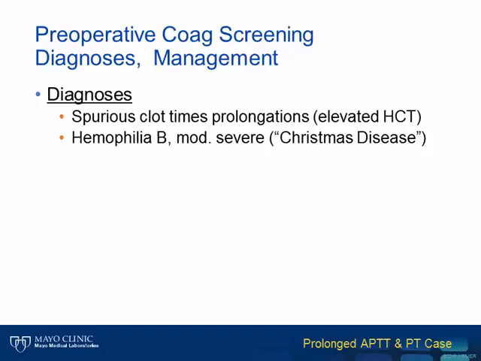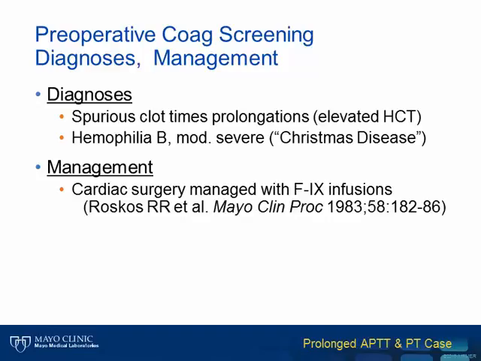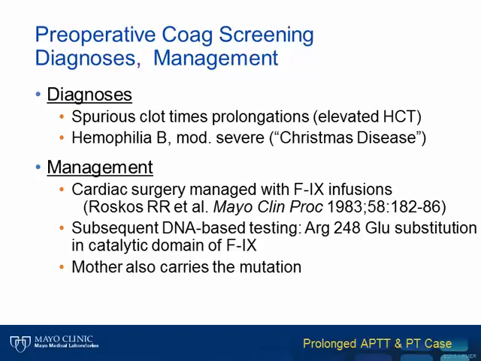Diagnoses in this case are two with respect to hemostasis. One, spurious clotting times prolongations reflecting elevated hematocrit. Two, hemophilia B, moderately severe, also known as Christmas disease. This individual was able to undergo cardiac surgery that was managed with factor 9 infusions. The case has been previously published as listed. Subsequent DNA-based testing demonstrated a glutamic acid substitution at residue arginine 248 in the catalytic domain of factor 9, responsible for hemophilia B. The mother also carries this mutation.